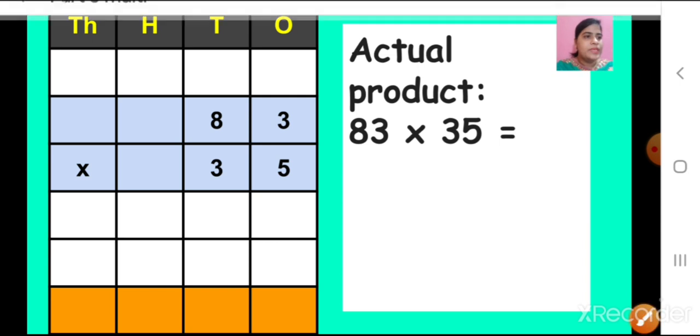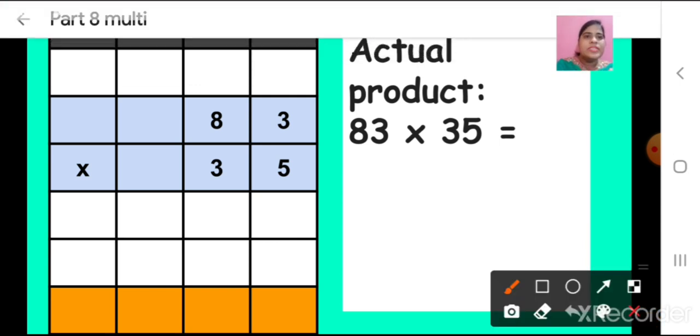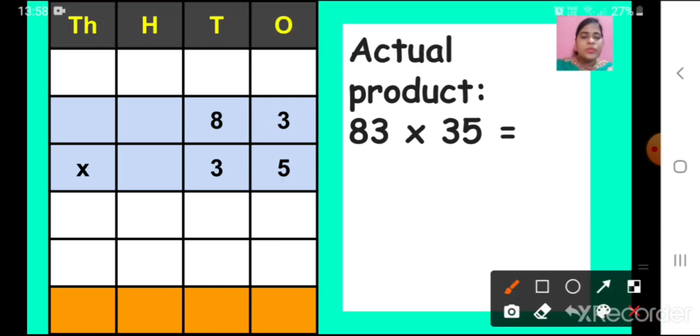Come on, help me. We will start from the ones place. First, number 5 we have to multiply with number 3. Correct? So 3 fives are 15. 1 carry over, 5 we will write here down. Then 5 eights are, what is 5 eights? 40. There is a carryover, so we will add 1. 40 plus 1 is 41.